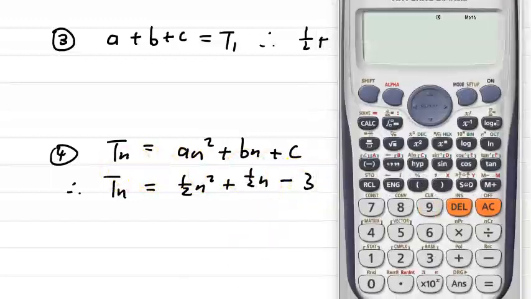So all you've got to do now is just test whether it is correct. So we're going to test our first 2 or 3 terms. So we're going to say half times, so n equals 1 means we are finding t1, which is our first term, right? So half times 1 squared plus half times 1, right? And then minus 3 equals minus 2.